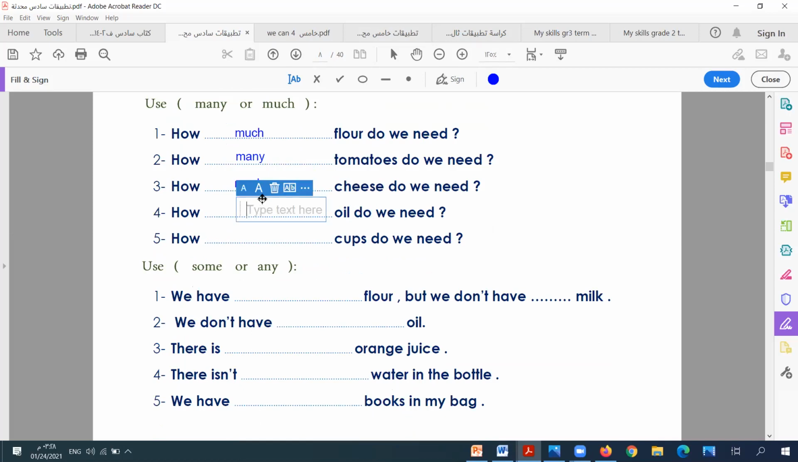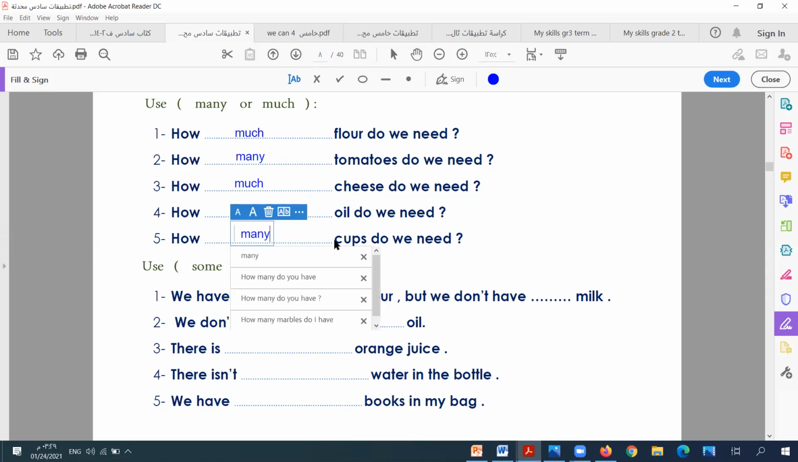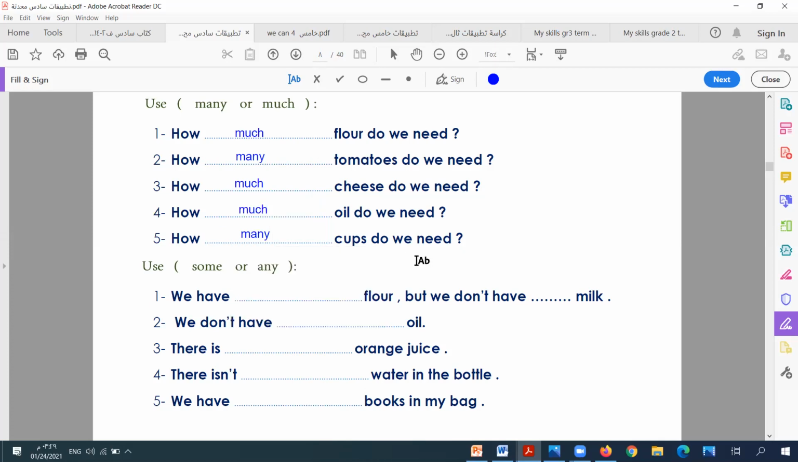Number four, how oil do we need? How much oil do we need? Because oil is an uncountable noun. Cups, it's countable. So how many? How many cups do we need?